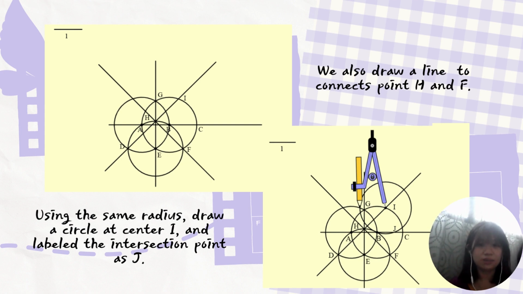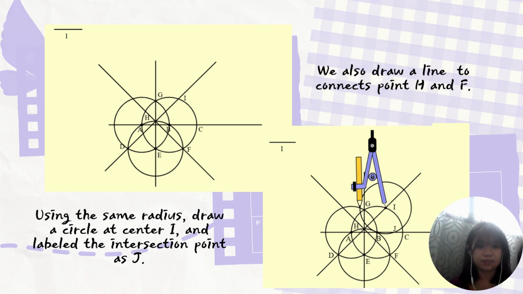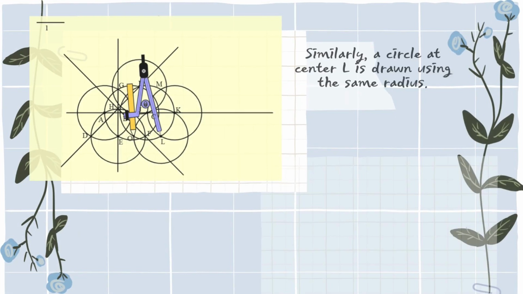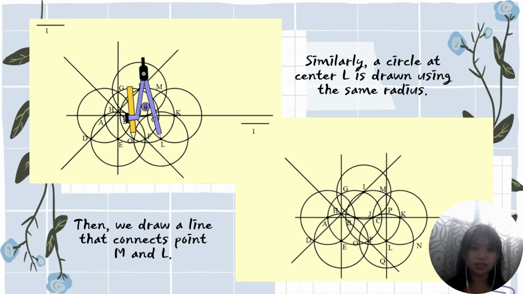Then, using the same radius, we draw a circle at center I and label the intersection point with the initial line segment as J. Again, using the same radius, we draw a circle at center J, followed by another circle at center K. Similarly, a circle at center L is also drawn using the same radius. Then, we draw a line segment that connects the two intersection points M and L.